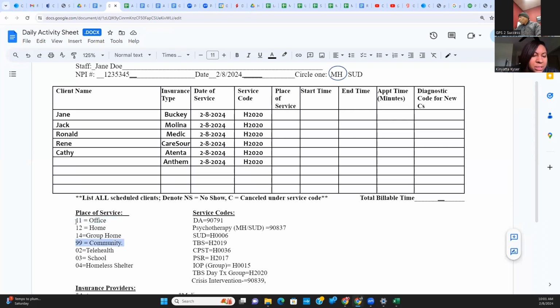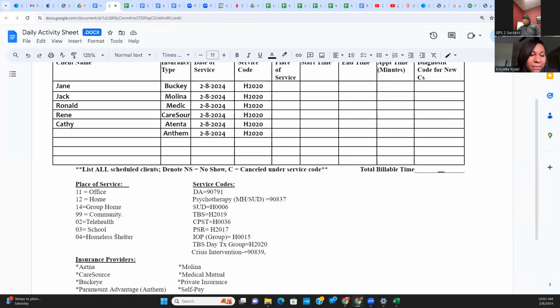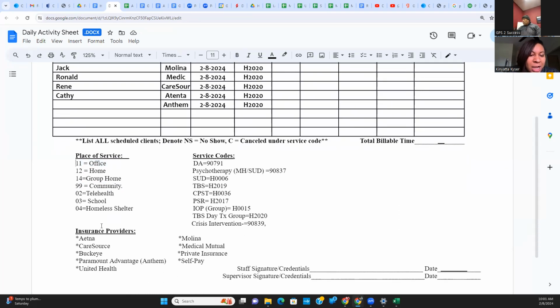This service cannot be done in a community per se. It can be done at place of service 53, community behavioral health. I don't know why that's not on this list. It just isn't. What number was that? It would be 53. What's 53 again? Community behavioral health, and that's what we are. We're a community behavioral health agency.